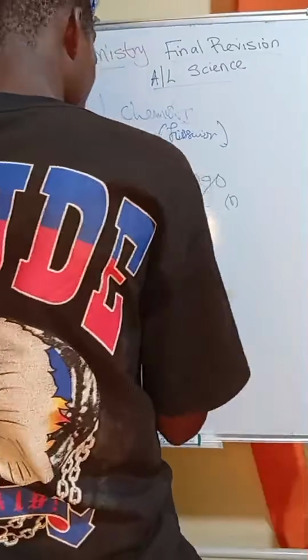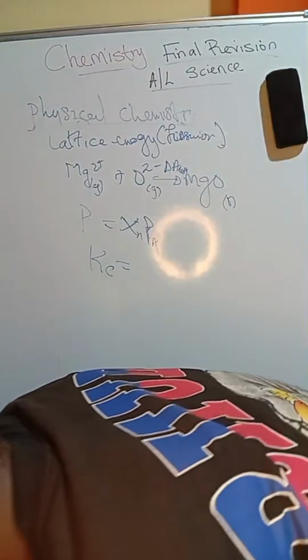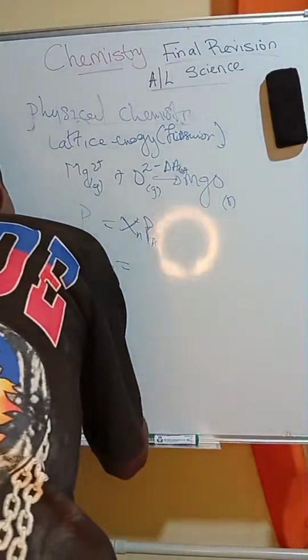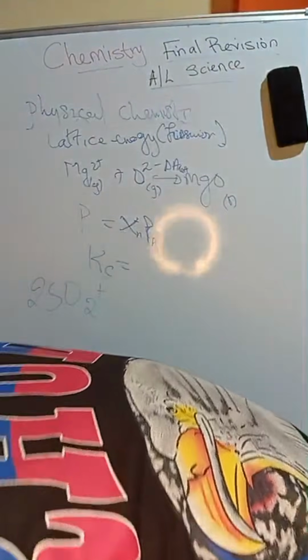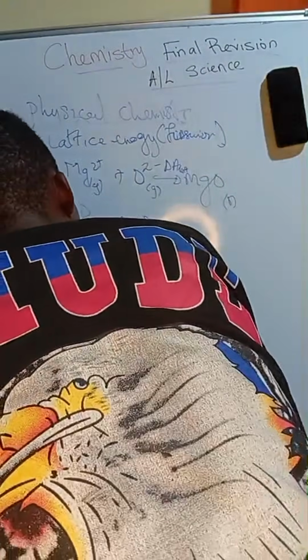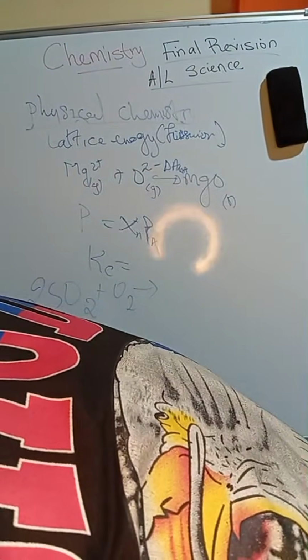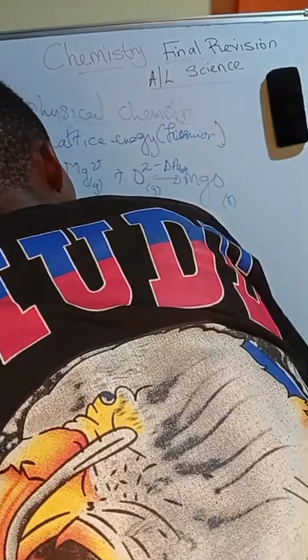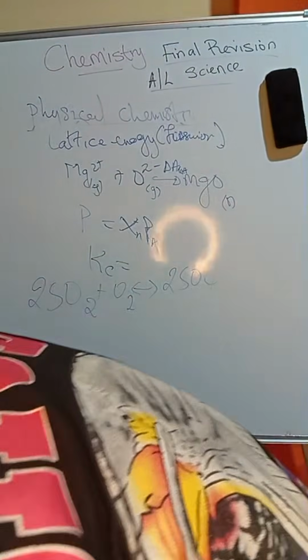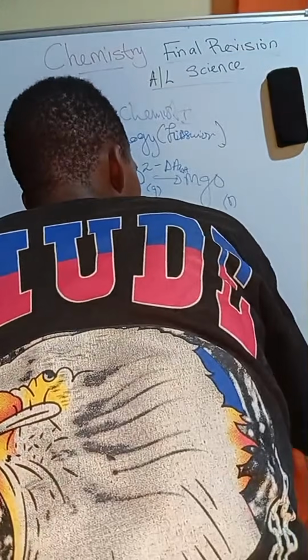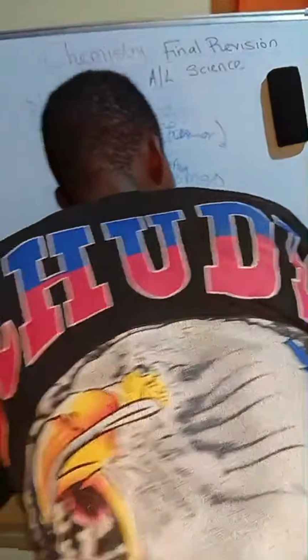Let me just quickly put the equation down. The duster is on the table there. So at a higher pressure, like I was saying, two SO3. Good. That's our equation on the board. Then Kc here is equal to M. That's our equation on the board.